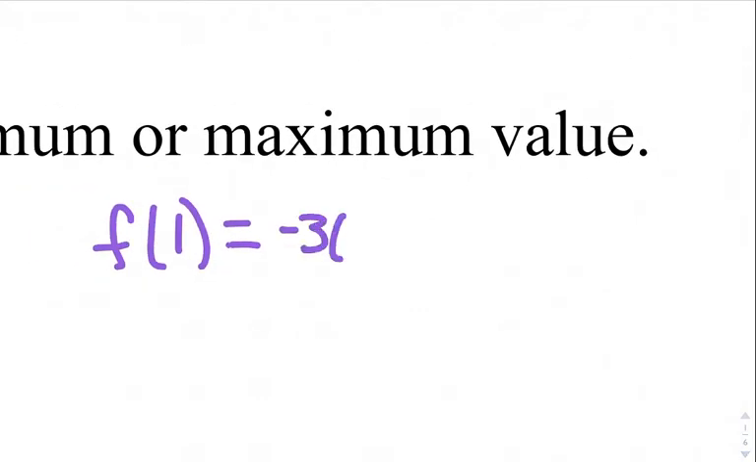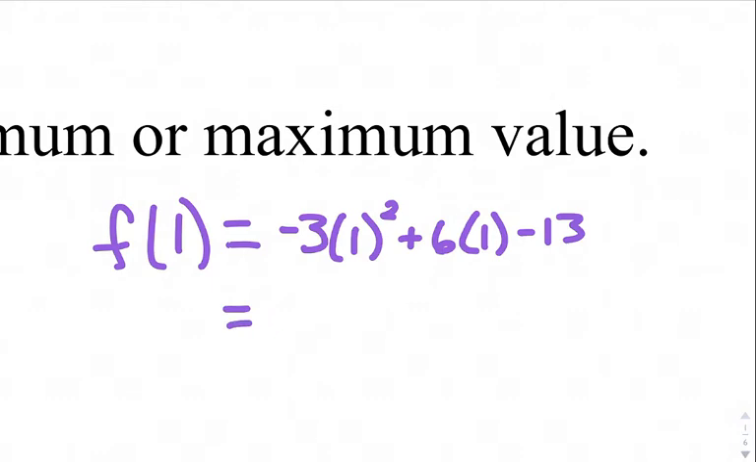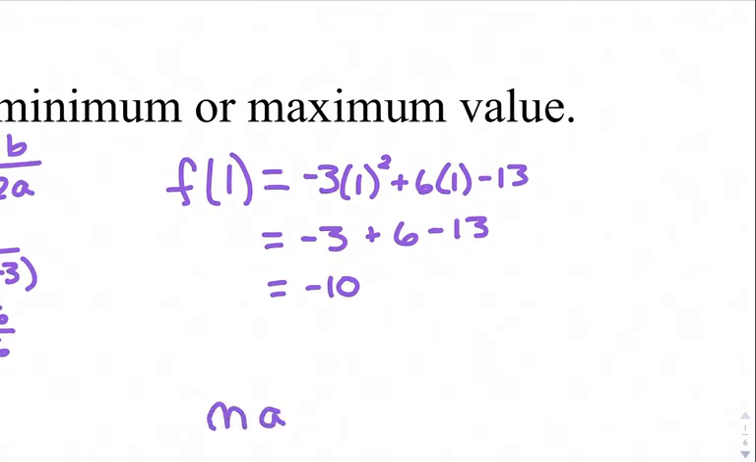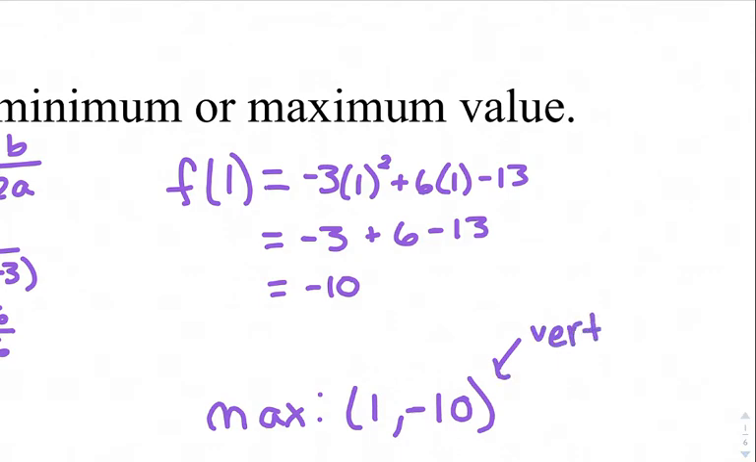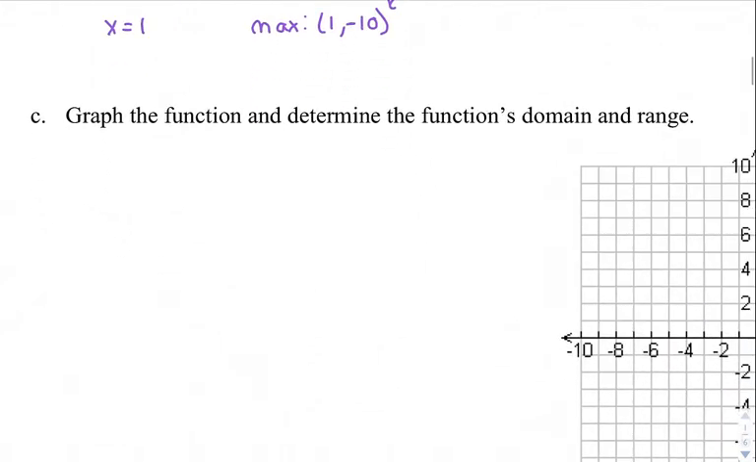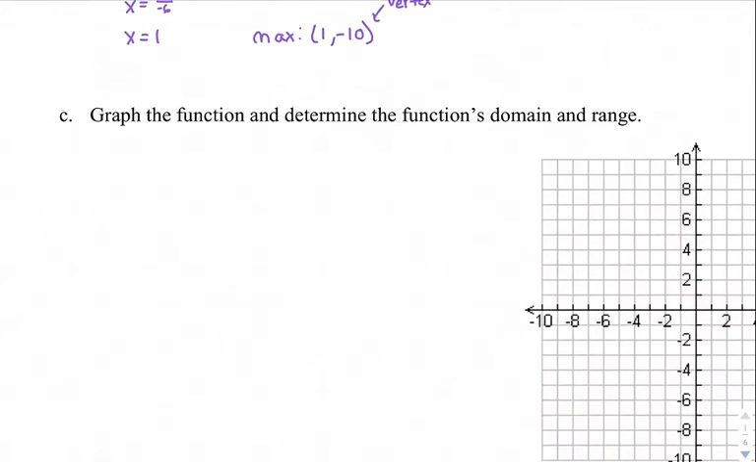So I plug in 1 to any x I see. So it's negative 3 times 1 squared plus 6 times 1 minus 13. So 1 squared is just 1, so 1 times negative 3 is negative 3. 6 times 1 is 6 minus 13. So negative 3 plus 6 minus 13 would give me a value of negative 10, which means my max is 1, negative 10. And that's also my vertex too. So it kind of doubles up as 2 bits of information. So step C now is to graph this function and determine the domain and range.